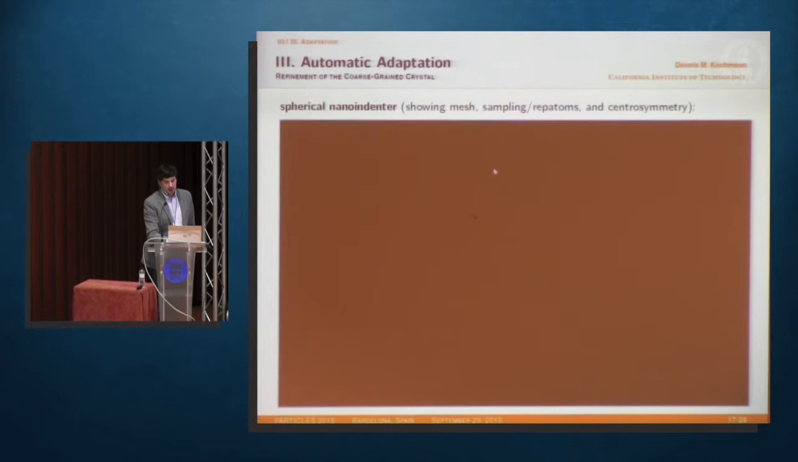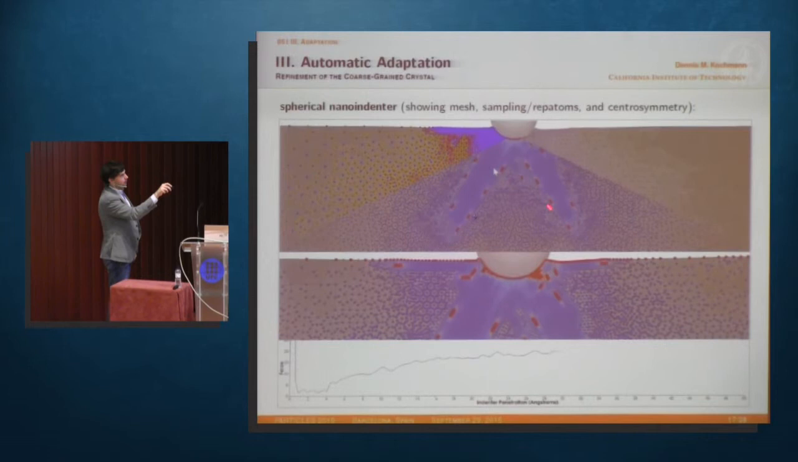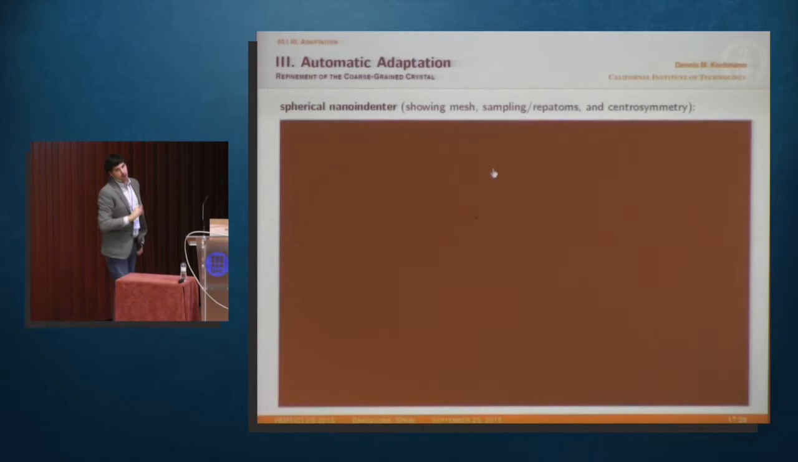And so you can nicely see that at the beginning, we don't need to know anything about the sample. But as soon as dislocations run, the mesh automatically tracks them down. And even if it runs into coarse regions, it just fully refines, and you can track down what happens.